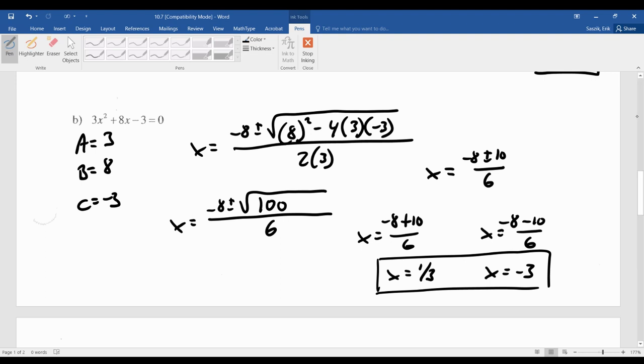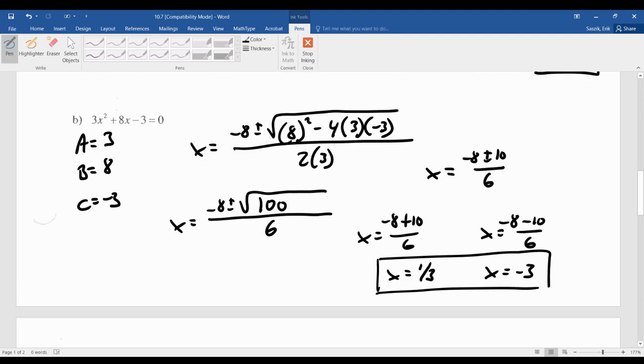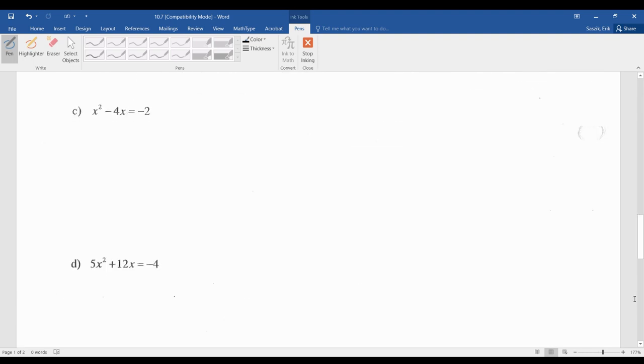Okay, now both of these that we just did, you see how we have this nice perfect square, square root of 81, square root of 100. That means that they actually could have been factored. In fact, sometimes factoring is quicker, sometimes it's not. Here, we have to be equal to 0. So we have to move the 2 over, okay?